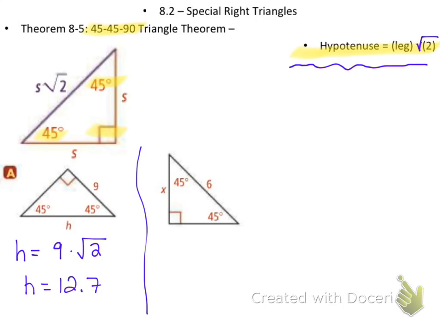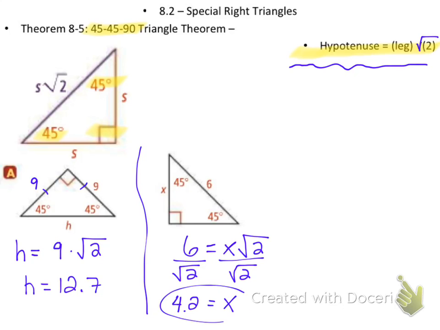For the second one, we talked about these both being the same, so this is 9 as well. Over here, they give us a hypotenuse, so I plug in 6 for my hypotenuse. So 6 is equal to x times the square root of 2. Then I divide both sides by the square root of 2 to get x by itself. 6 divided by the square root of 2, and I get 4.2 is equal to x. And since x is 4.2, these would both be the same. So that's my 45, 45, 90.